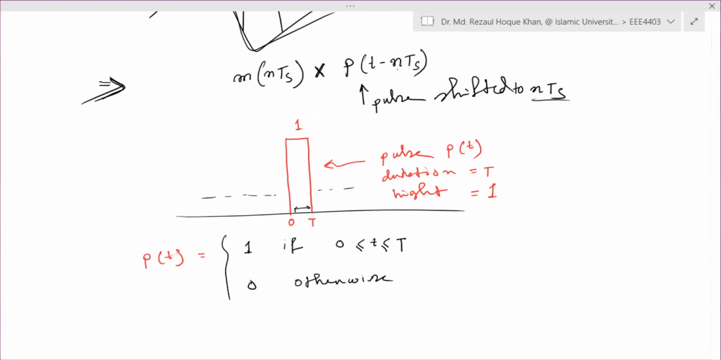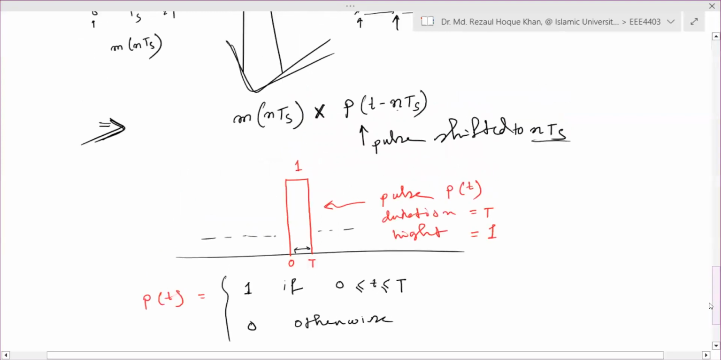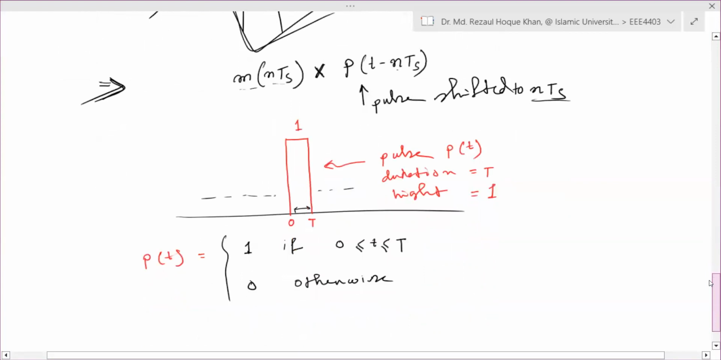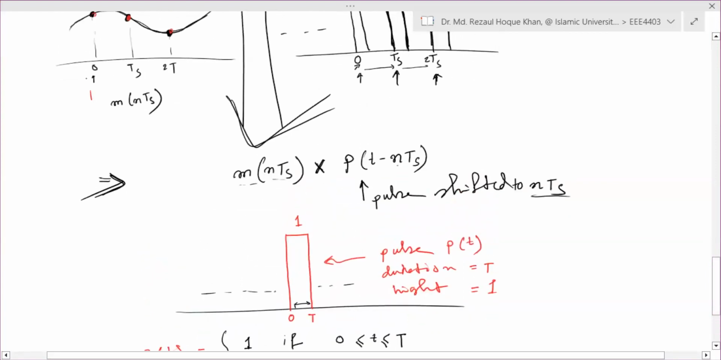Now we can see that for the nth sampling time we have m of nTs multiplied by the pulse shifted by nTs, right? m of nTs is the portion of the signal at the nth sampling time, whichever portion that is, depending on the value of n: 0, 1, 2, 3, 4, the zeroth, first, second, third, fourth sampling. It is multiplied with the pulse shifted to nTs.